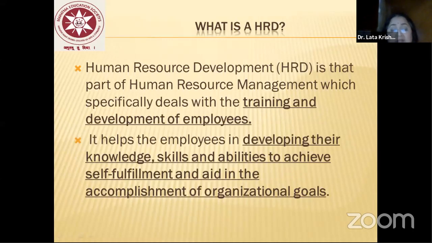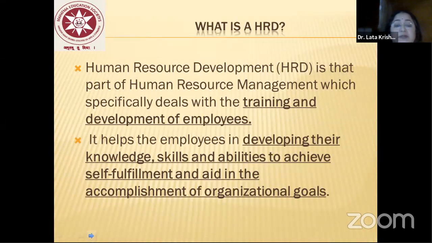Remember, in HRD, human resource development is all about development, and it aims in developing the knowledge, skills, and abilities of the employees in an organization to achieve self fulfillment, and aid in the accomplishment of organizational goals. So what do you mean by self-fulfillment? When people work in a particular business organization, they should be able to do their work well. They should have the knowledge and have the skill to perform their tasks and achieve their objectives. And that too, they should not make mistakes. They should do it properly. And for that, the requisite knowledge, the requisite skill has to be provided.